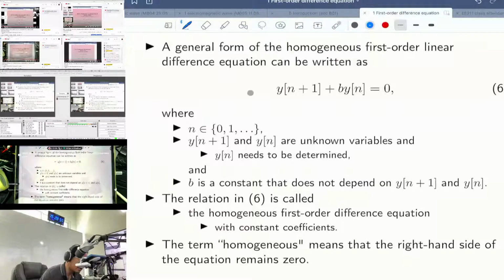But the important thing is that we should also specify the coefficient. Here we say with constant coefficient because b is only a constant. b is not a variable. b doesn't depend on n. The term homogeneous means the right hand side of the equation remains 0. Here the right hand side is 0.